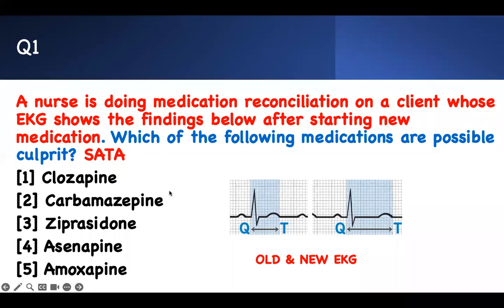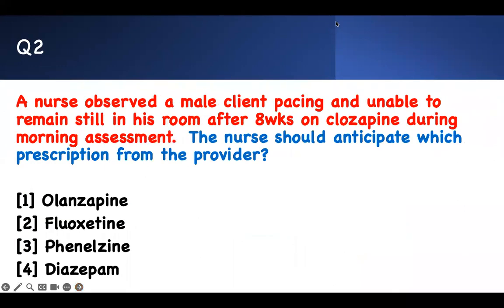Okay. Next question. Same strategy we're going to use. The nurse should anticipate which prescription from the provider? You see, I keep reading from the back. What prescription do I need? Anticipation is a buzzword. A nurse observed a male client pacing, buzzword, and unable to remain still in his room after 8 weeks on clozapine during morning assessment.